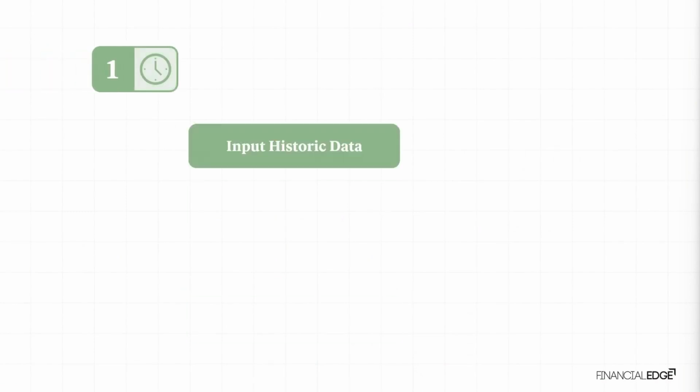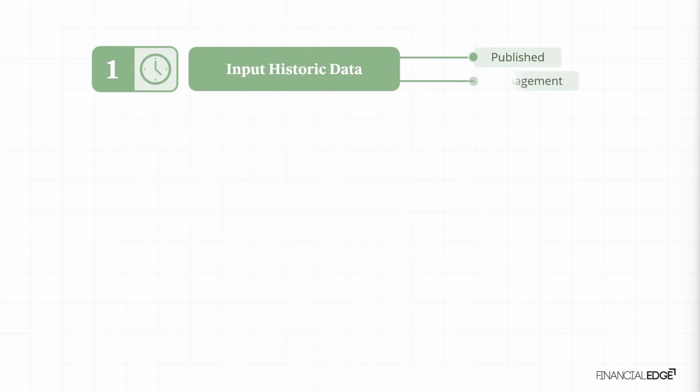Now there are 4 components to the forecasting process. The first one is to input historical data. Now, this may be published, it may be publicly available, or alternatively, it may be private and provided to you by the management of the company you're looking at. This leads us very nicely into the second component.